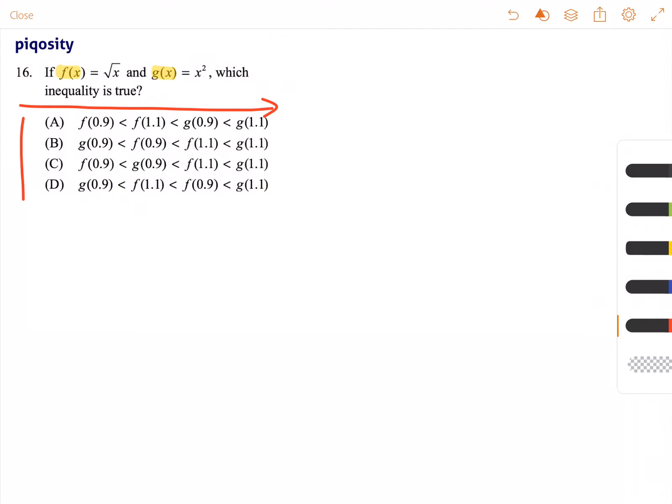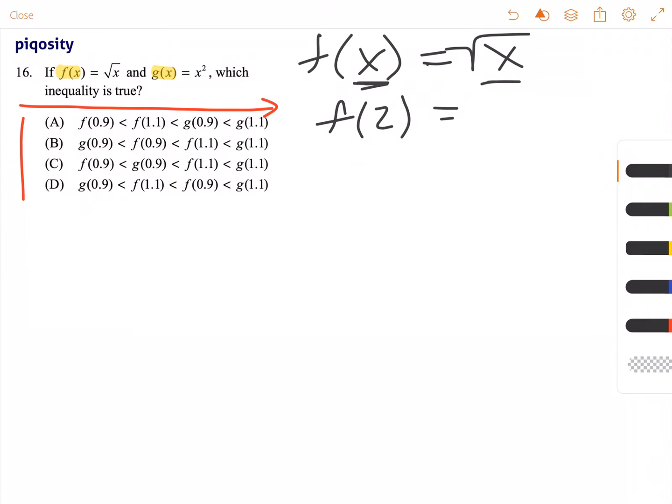Now, what did I mean by input? So f of x equaling the square root of x, this right here refers to the input. So we'll be putting values in for where the x is located. So f of 2 is equal to the square root of 2.